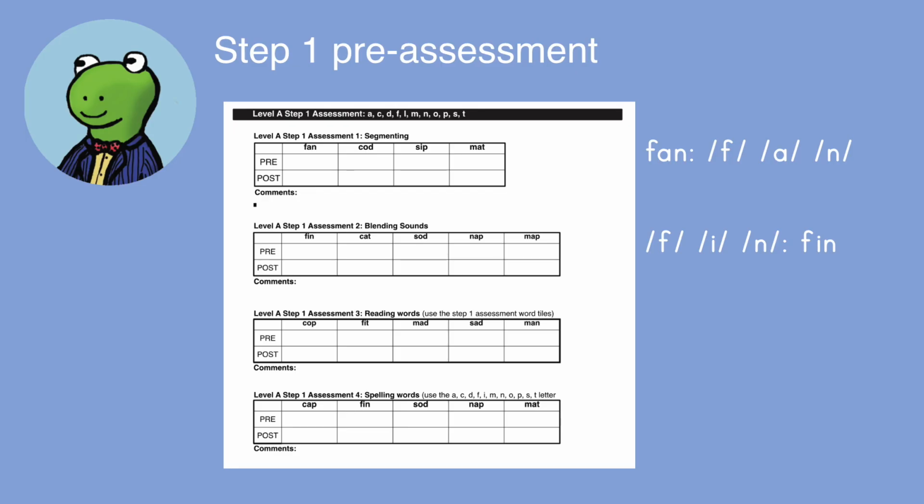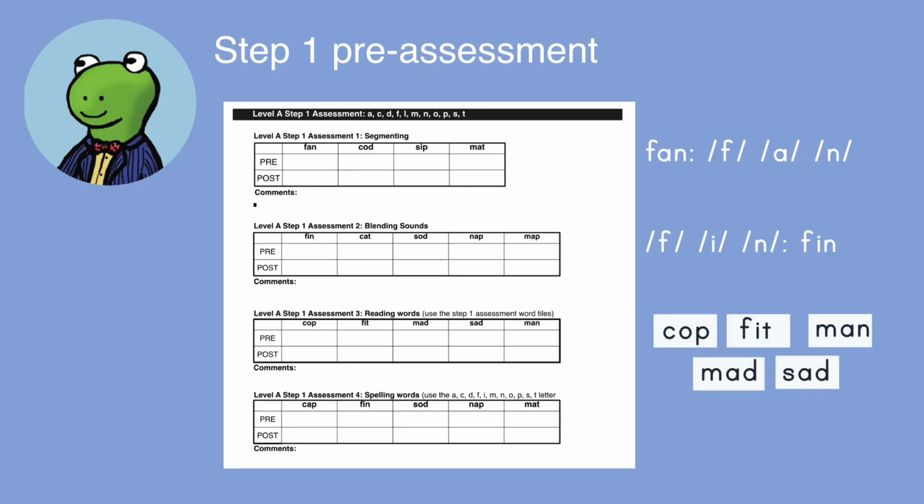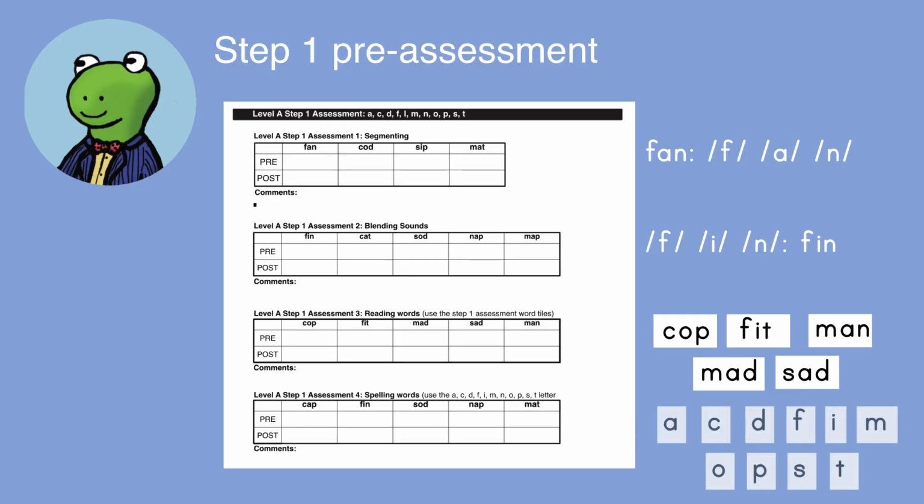The last two parts of the Step 1 assessment involve reading and spelling simple words. The reading task is done by asking the child to read whole words written on letter tiles. The spelling task is done by asking the child to manipulate letter tiles to spell words. Both types of tile are found at the back of the curriculum book and online at stepbystepreaders.com. Completing the pre-assessment is not essential, but it does help the teacher determine how much knowledge a student has going into a step.